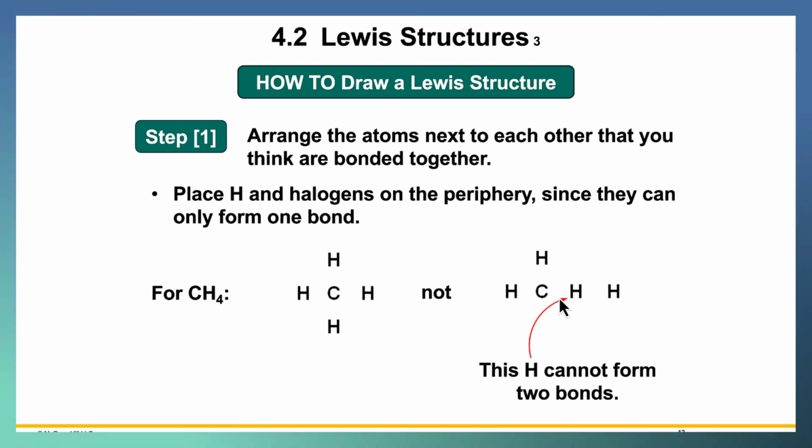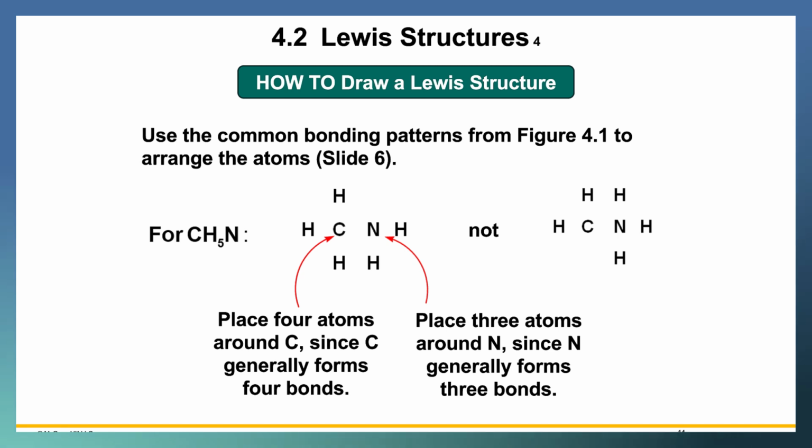And so you're not going to arrange things like this, where carbon is seeing these three, and then this hydrogen is kind of in the middle, because if this hydrogen has to bond here and here, it's going to see too many electrons, right? So what makes a lot more sense is to arrange those hydrogens around the carbon.